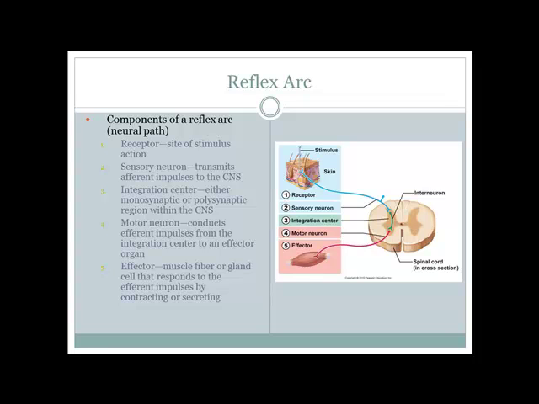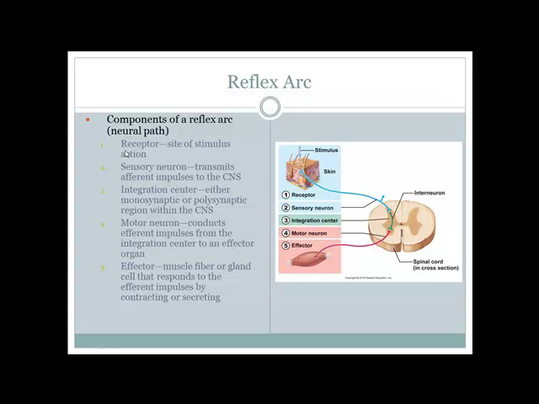With your reflexes, there's going to be 5 parts to it. There's going to be a receptor. It will respond to a stimulus. Then you're going to have a sensory neuron, which is going to bring that information in to the spinal cord. You're going to have an interneuron that thinks about the information. You get a motor neuron that's going to be carrying information out to an effector. The effector will do whatever type of action it does. If it's a muscle, it contracts. If it's a gland, it can release its substance or stop releasing its substance.